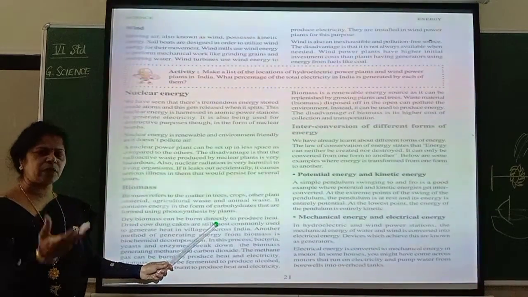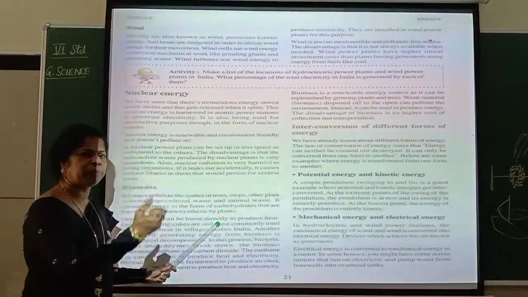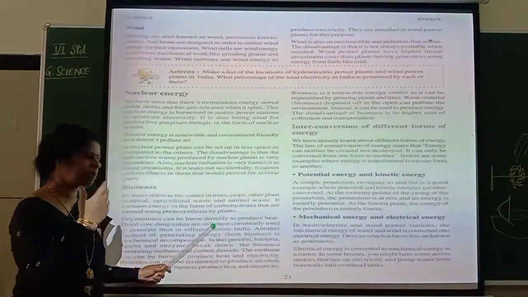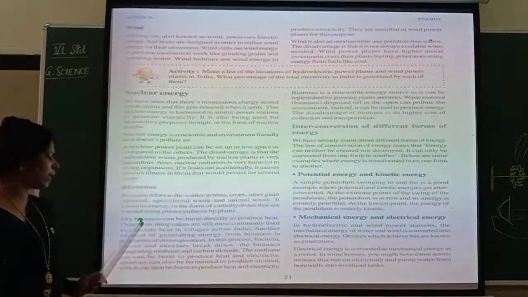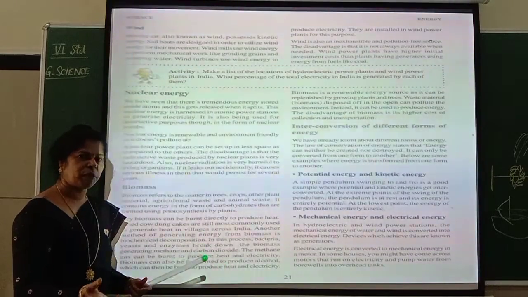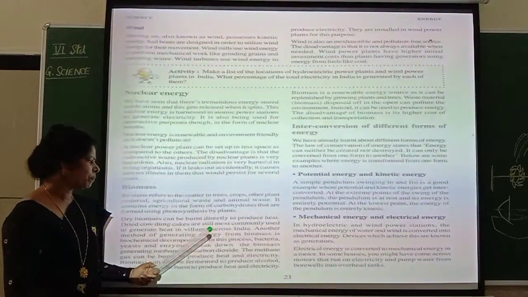Dry biomass means, for example, leaves from the trees will fall. They are dry leaves, isn't it? So they can be directly used to produce heat. If you burn them, what happens? Heat and light will be produced.